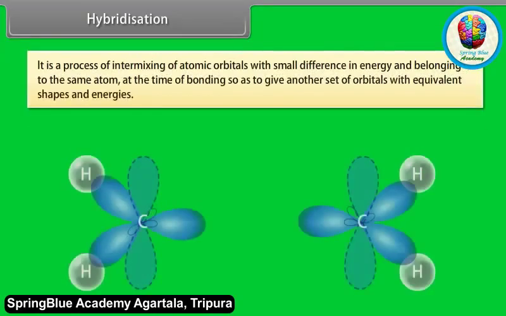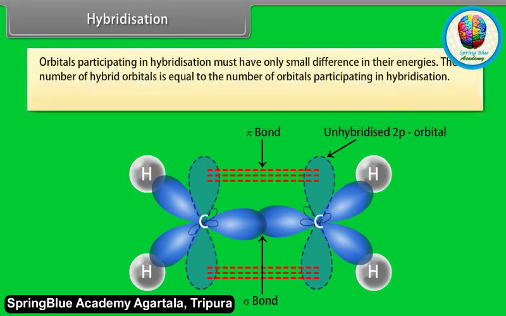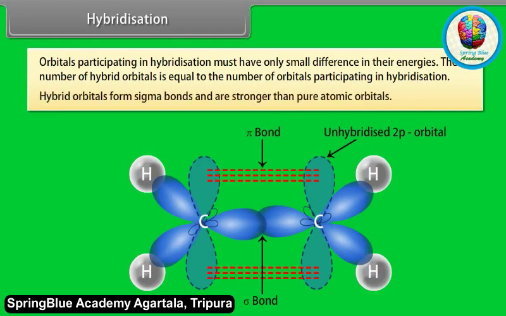Hybridization. It is a process of intermixing of atomic orbitals with small difference in energy and belonging to the same atom at the same time of bonding so as to give another set of orbitals with equivalent shapes and energies. Different types of hybridization depend upon the type of atomic orbitals which are used for intermixing. Orbitals participating in hybridization must have only small difference in their energies. The number of hybrid orbitals is equal to the number of orbitals participating in hybridization. Hybrid orbitals form sigma bonds and are stronger than pure atomic orbitals.